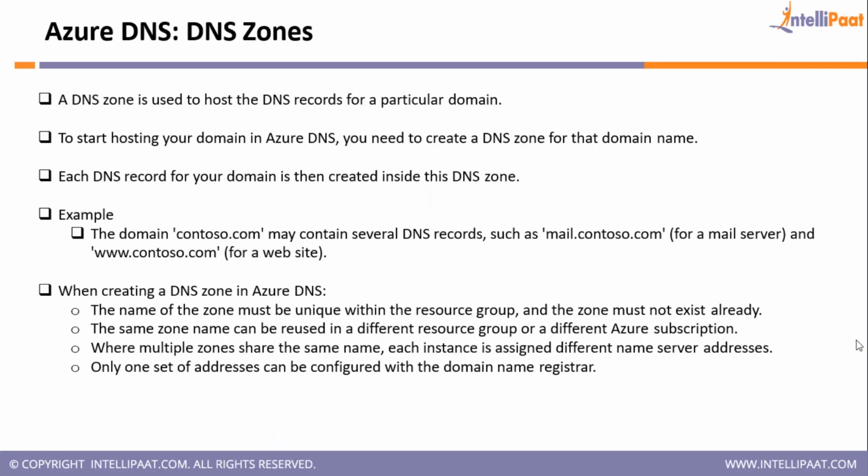So only one set of addresses can be configured with the domain name registrar. This is very obvious, even though you might be able to register the same domain in two different resource groups and have different sets of name servers. With your domain name registrar, you can configure it only for one DNS zone, because it won't allow you to configure it with two name server entries. Okay, I hope this is clear.